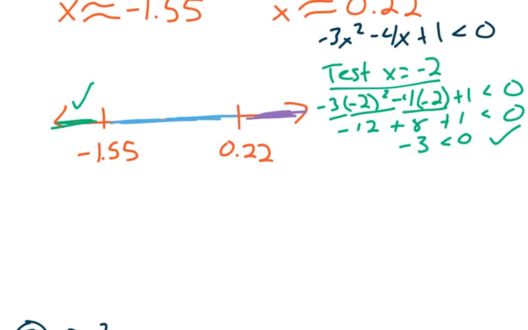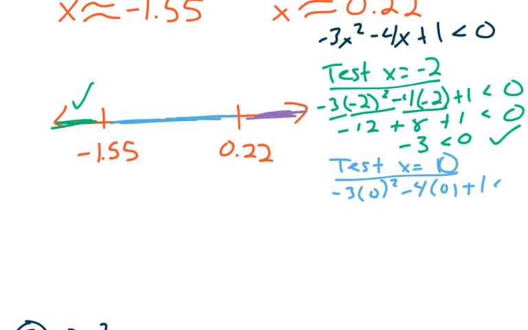The number that stands out to me in the blue interval would be 0. Test x equals 0. So we're going to have negative 3 times 0 squared minus 4 times 0 plus 1 less than 0. Lots of zeros there. This whole thing cancels, that whole thing cancels. We're left with 1 is less than 0. That is a false statement. So we're going to put an x above the blue.